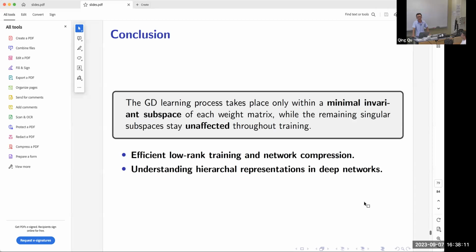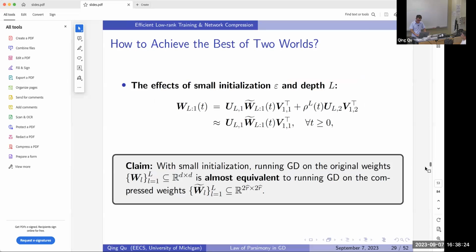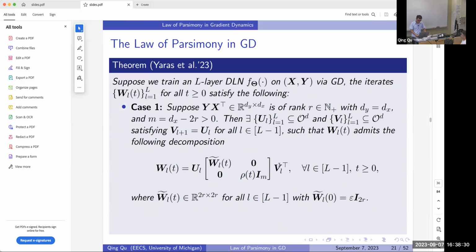I think this can definitely explain the implicit regularization, because we show why there's a low rank implicit bias: you're only updating these invariant matrices here, so the weights are pretty low rank. And this rho depends on your initialization. If your initialization is very small, this rho will be very small, and that's why the weight matrix is low rank.